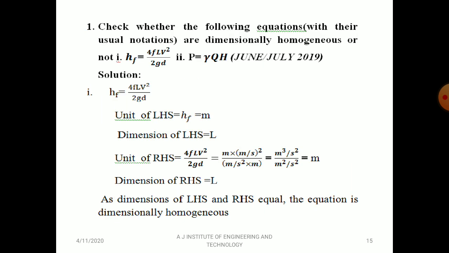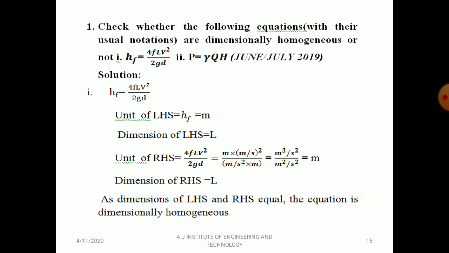So next problem, check whether the following equations with their usual notations are dimensionally homogeneous or not. First one, hf equal to 4f L V square divided by 2gD, and second one, the equation for power equal to gamma into QH. That was a question asked in June, July 2019. So let's go with the solution.